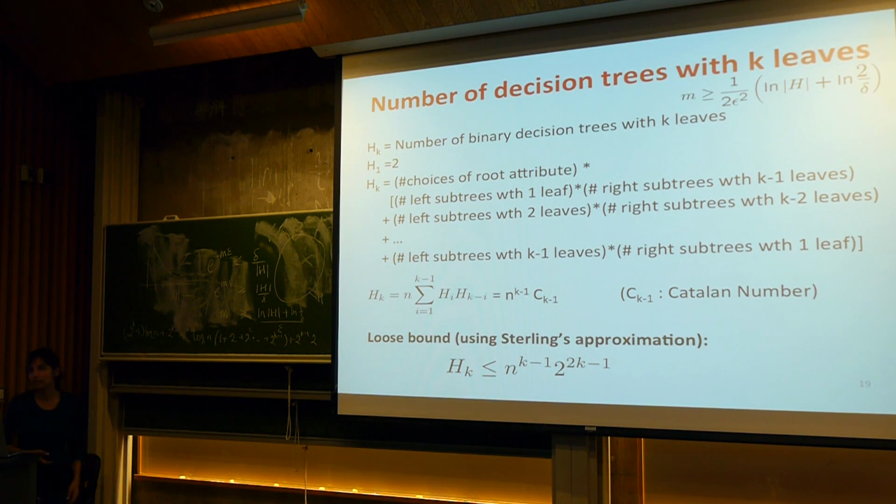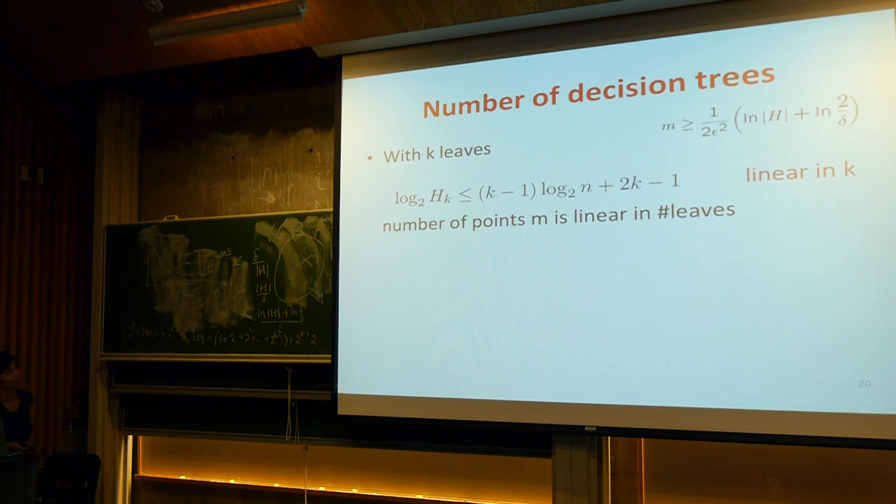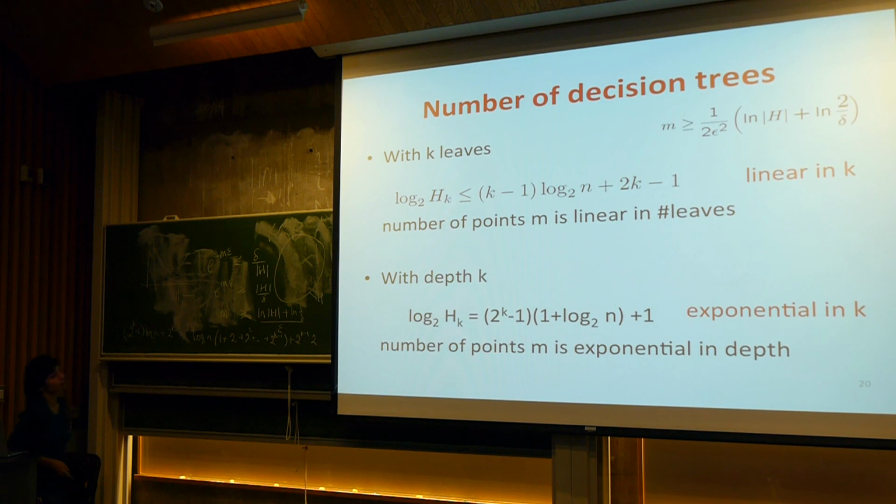So that's the moral of the story here: we should be thinking about the complexity of decision trees by how many leaves they have, which is related to how many data points there are, as opposed to the depth. As we saw, if you do this, the number of data points you need to train such decision trees is only linear in the number of leaves, whereas it was exponential in the depth. Okay, and the first one sort of makes more sense.